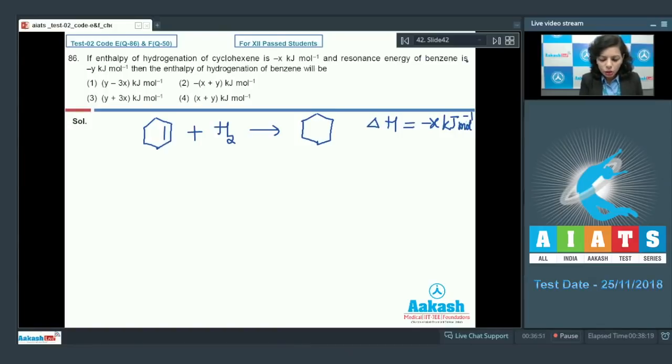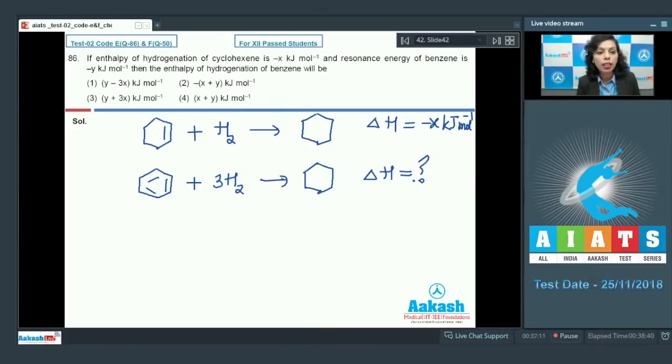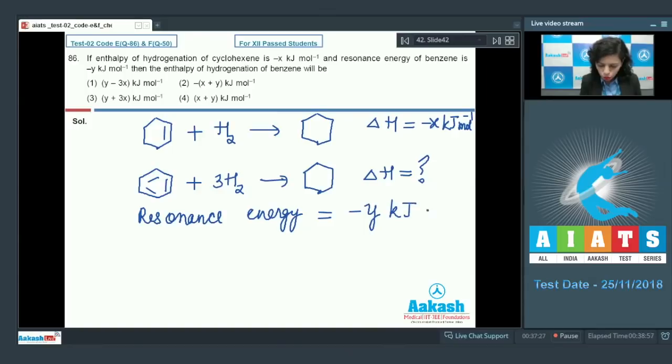Now the resonance energy for benzene is minus Y kilojoule per mole, and the enthalpy of hydrogenation of benzene you have to find out. So if you have benzene and you do the process of hydrogenation, then you will ultimately obtain cyclohexane, and for this reaction you need to find out the change in enthalpy, but resonance energy you have. So I'll write here the resonance energy that is given, because benzene is stabilized by resonance. So it is minus Y kilojoule per mole.